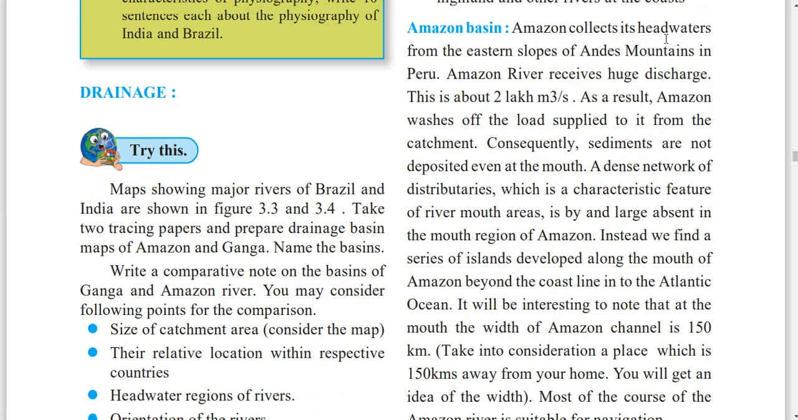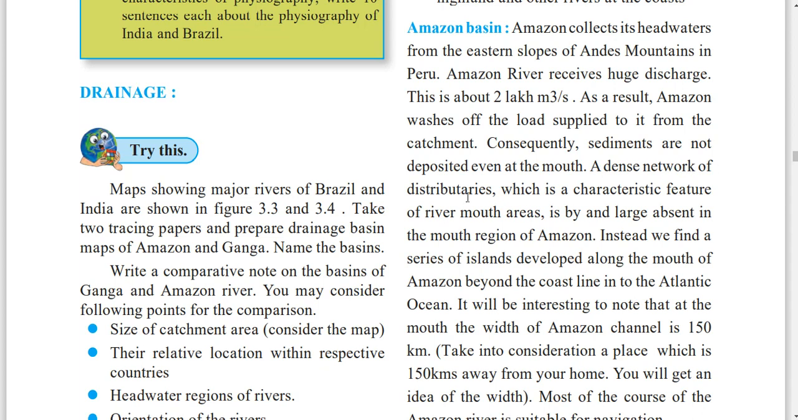Amazon collects its headwaters from the eastern slopes of Andes Mountains in Peru. Amazon River receives huge discharge, about 2 lakh meter cube per second. As a result, Amazon washes off the load supplied to it from the catchment. Consequently, sediments are not deposited even at the mouth.